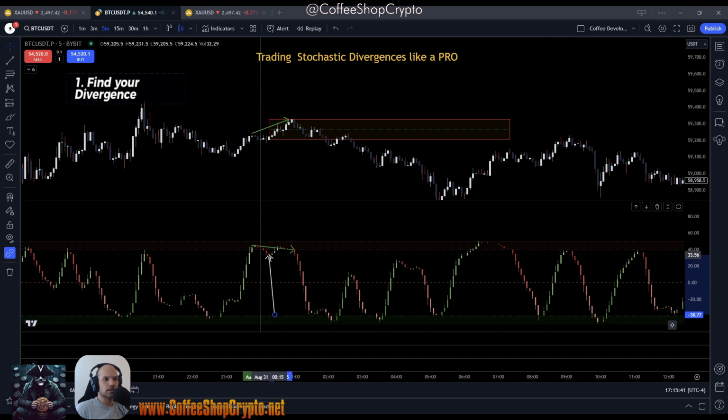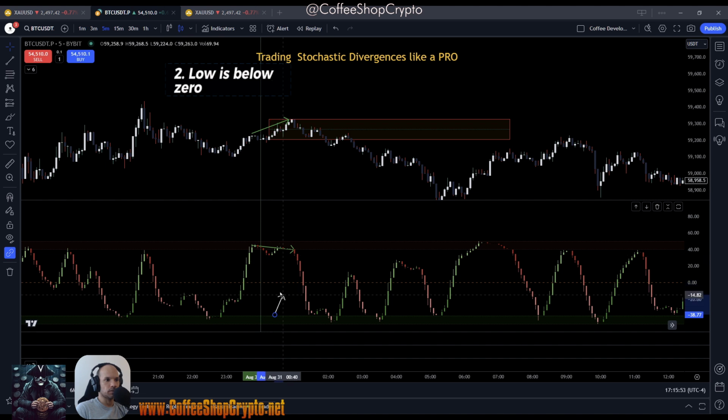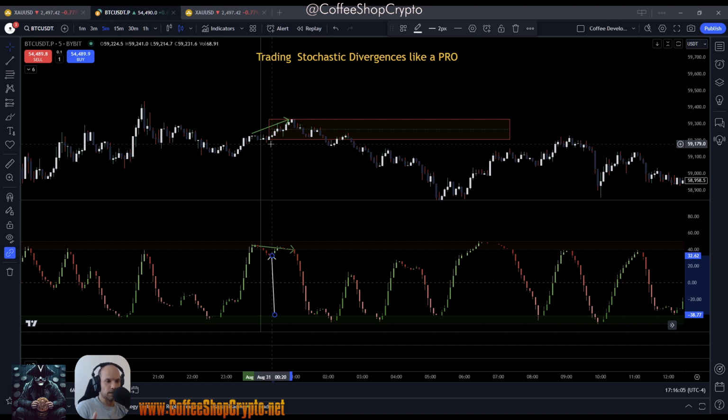The higher it is above zero, the further away it is from the bottom, the weaker it is, and it will take longer for the divergence to take place. So this low has to be down here below zero. It doesn't have to be at the bottom. It just needs to be below zero. This one is above zero, okay? And you can mark it anyway. It's just going to take longer for the divergence to take place, and it will be a weaker downtrend. The very strong downtrends are when this low is below zero, okay?